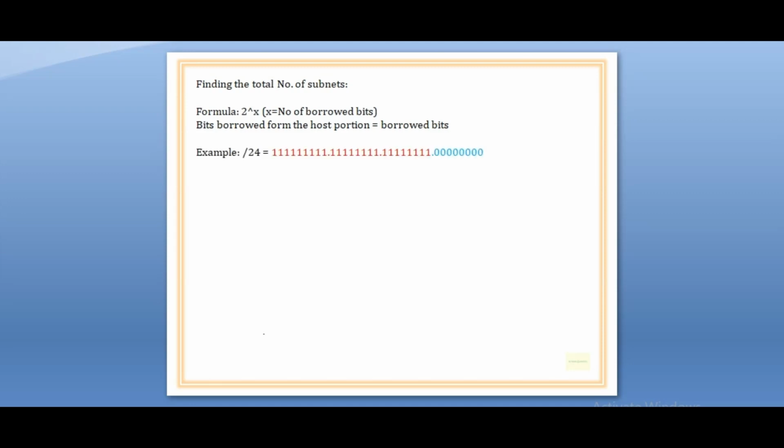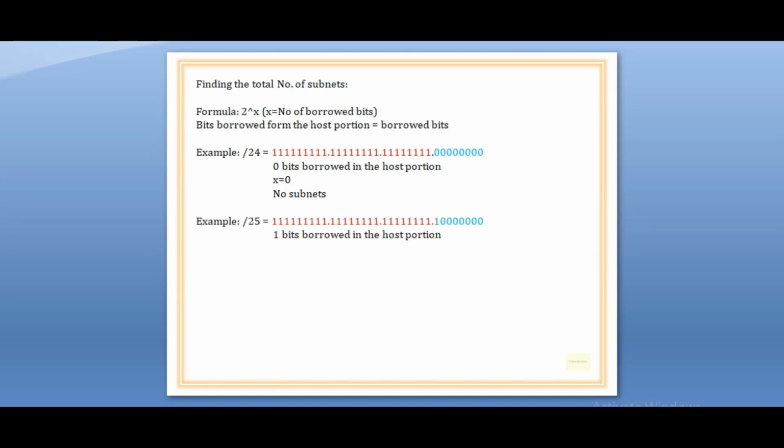Let's take /22 here. The blue portion is the host portion, and there are no bits borrowed in the host portion. That means we can make 0 subnets. Now let's take a look at /25. Here we have a bit borrowed from the host portion, which is represented in green. Here x equals 1, and putting it in the formula we get 2 raised to 1, which gives us 2 subnets. Moving on to /26. We have 2 bits borrowed from the host portion. Here x equals 2, then 2 raised to 2 gives us 4 subnets.